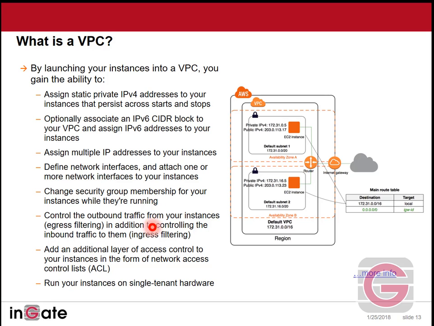You control the outbound traffic from your instance. You can do egress filtering in addition to controlling the inbound, the ingress filtering. You can add an additional layer of security, as we mentioned before, using the access control list on the subnet and the VPC. Also there is an option when you create the instance for your instances to run on shared tenant hardware or dedicated hardware. That's part of the options on how you create the instance.